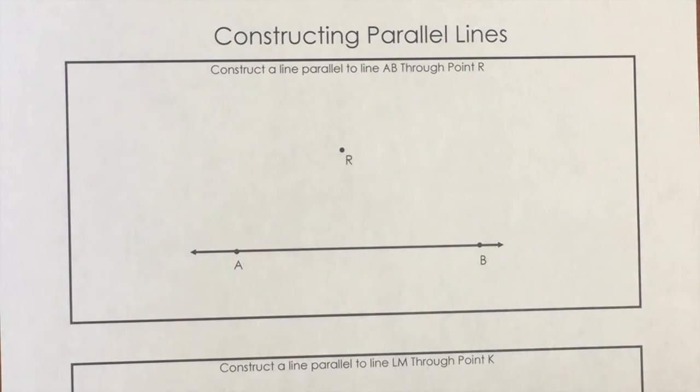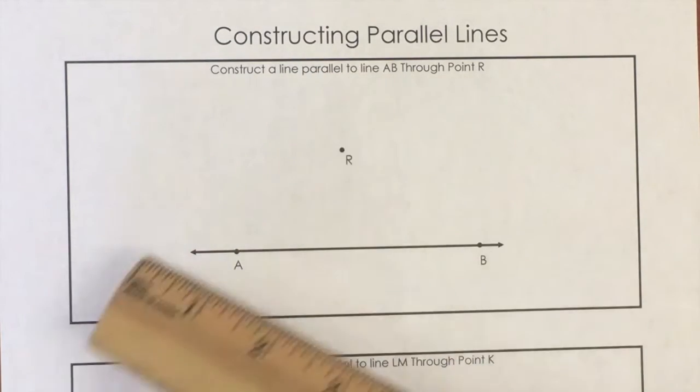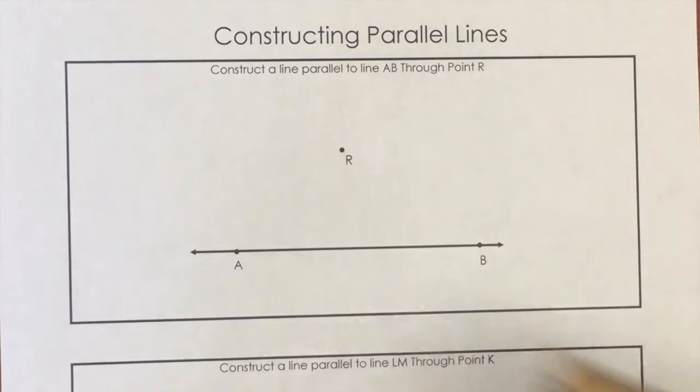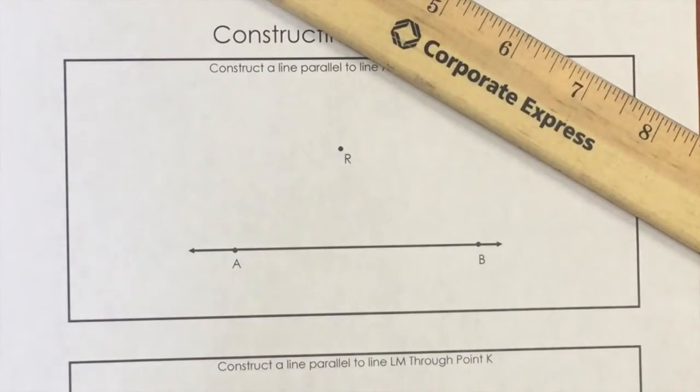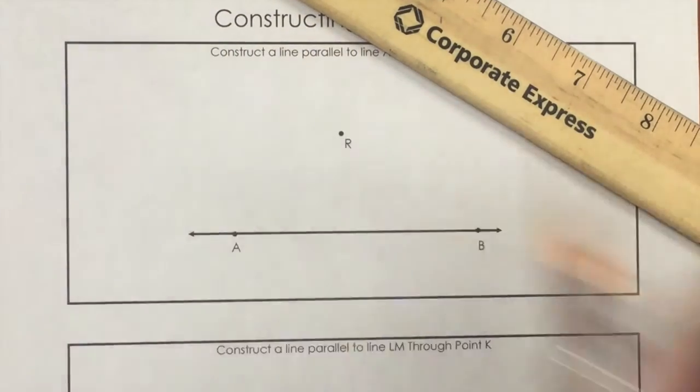All right. Second part of this lesson, we're going to be constructing parallel lines. If you read this, it says construct a line parallel to AB, this line right here, through point R. So it also has to go through the R. There's a few steps. Just follow the steps and you'll be fine. Once again, you need a ruler, you need a compass. All important. Let's go for it.